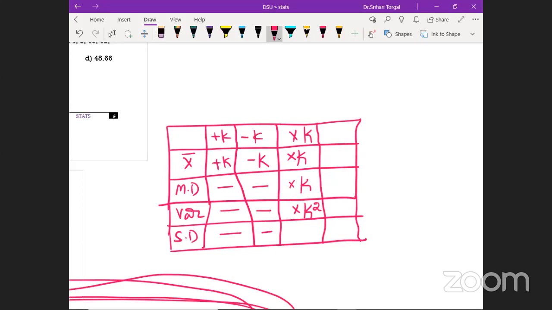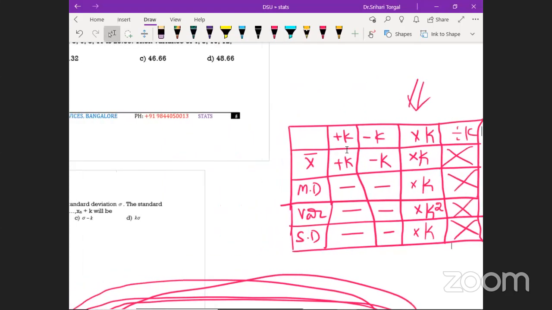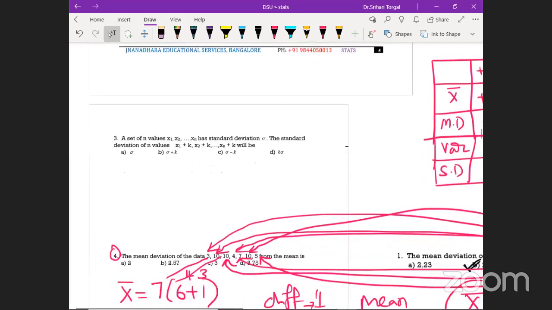If you multiply the old data by k, to get the new variance, just multiply that variance by k square. What is the answer for standard deviation? Multiplied by k. Remember this chart. And we are not doing this divide by k. Why? Because if you divide, the whole data will be altered drastically, so we will not entertain the division of the data. Let me move on to the different problems so that you can answer this very easily.